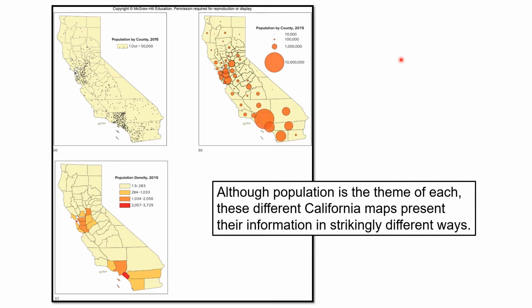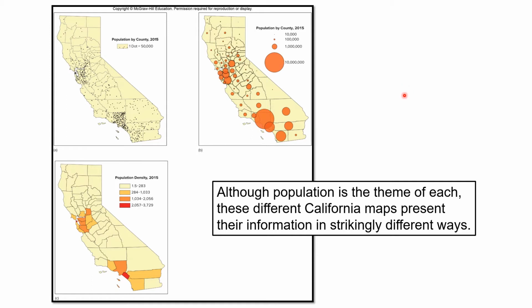Now, here in your textbook, they have 3 example maps. They're all of California. They're all using county data. Matter of fact, it's all the same data. It's the population of the county in 2015. And here what you see is 3 different techniques to display the data. Now, a map reader may interpret these a little bit differently. It's the same theme, but it's portrayed in different ways.